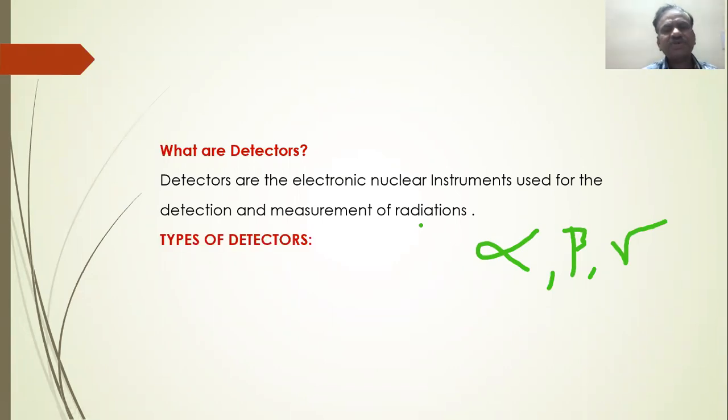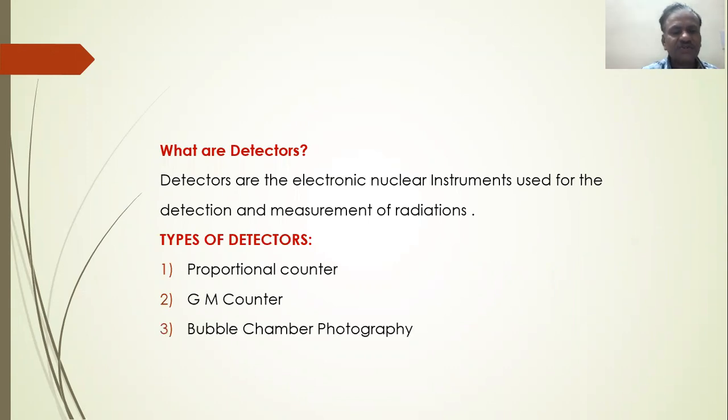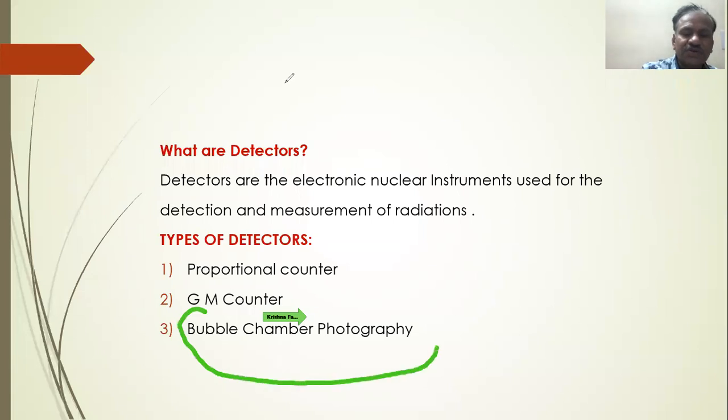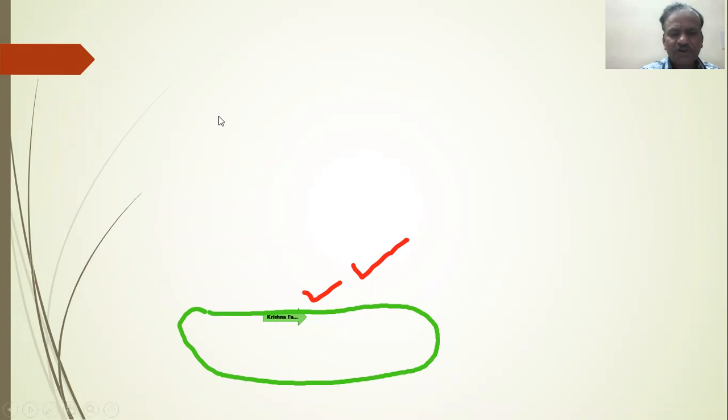What are the different types of detectors? One is the proportional counter, the second is the GM counter, and the next is bubble chamber photography. But students, remember, bubble chamber photography is not included in your syllabus. Only the proportional counter and the GM counter are included. But for information, bubble chamber photography is a very interesting one.